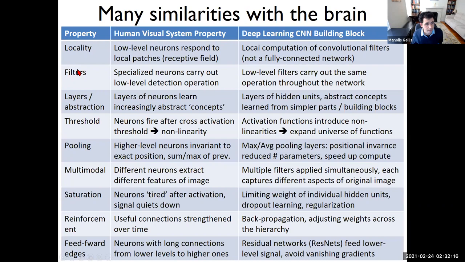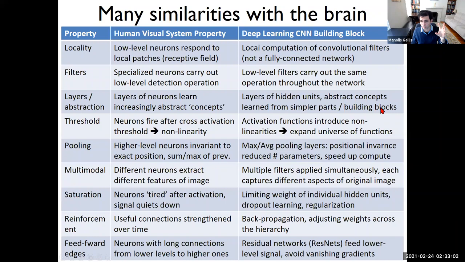The second one is that there are filters, specialized neurons that carry out low-level detection operations. In the same exact way that we saw in the visual cortex inside your brains, in convolutional neural networks, we're going to be building these low-level filters that carry out the same operation throughout the network, throughout the image, or throughout the learning task, whether it's an image or not. The third feature we saw was the concept of layers and abstractions. There were layers of neurons that were learning increasingly abstract concepts. The way that we're going to be mapping this into CNNs is we're going to have layers of hidden units where abstract concepts are going to be learned from simpler parts, from building blocks.